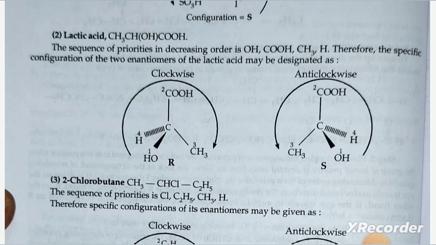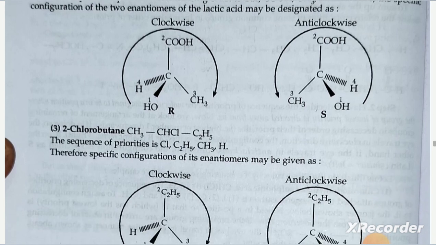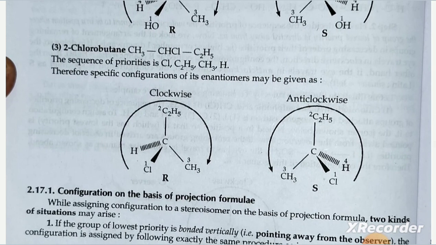Third example is 2-chlorobutane, CH3, single bond CHCl, single bond C2H5. The sequence of priorities is Cl, then C2H5, then CH3, then hydrogen. Therefore, the specific configurations of its enantiomers may be given as: first is clockwise, then R, and second is anti-clockwise, so S.